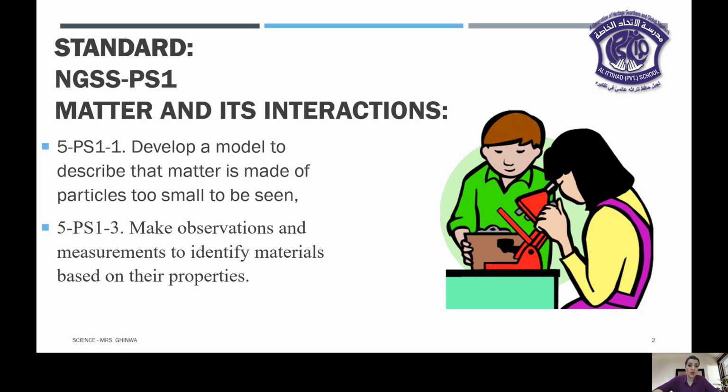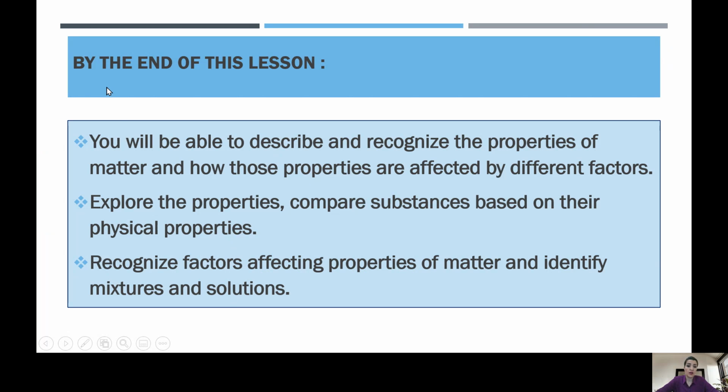We already covered the first standard in the first lesson, and now we are going to tackle the second objective or skill as per the standard, which is making observations and measurements to identify materials based on their properties. By the end of this lesson, you will be able to describe and recognize the properties of matter and how those properties are affected by different factors, as well as explore the properties and compare substances based on their physical properties.